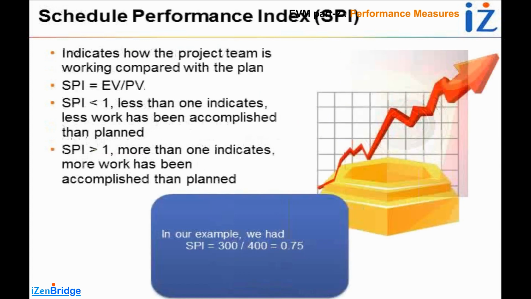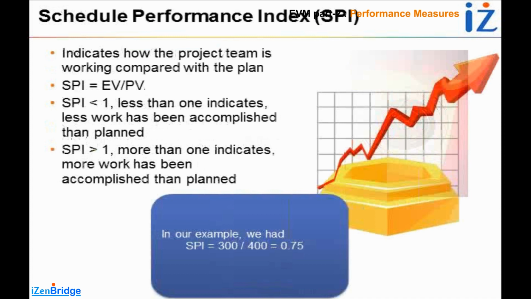The other thing which gives us completion status, that is, how much work has been completed against the plan, is the schedule performance index. Schedule performance index indicates how the project team is working compared with the plan. It is earned value divided by planned value. When we were looking at schedule variance, we did EV minus PV. So the two units playing a role in schedule variance were earned value and planned value. Cost is nowhere when we talk about the schedule-based index.